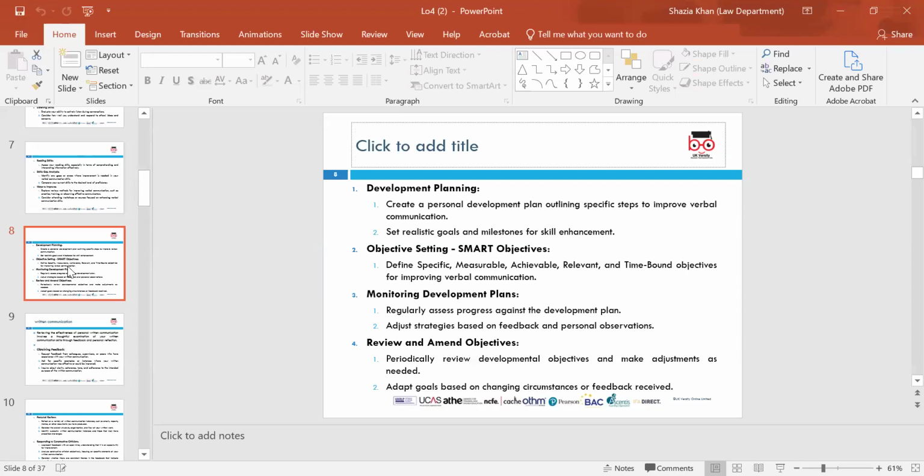So setting these goals will help identify what your objectives are, what you intend to do, and what you intend to put forward as steps to improve. And the next one, objective setting, so the SMART objectives, which is to define specific, measurable, achievable, relevant, and time-bound objectives for improving verbal communication. Defining these parameters helps ensure your objectives are attainable.